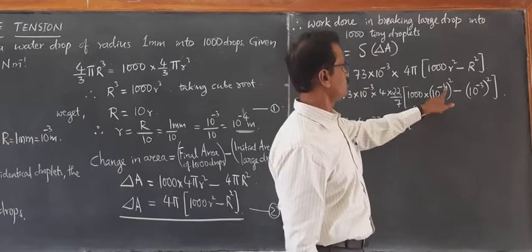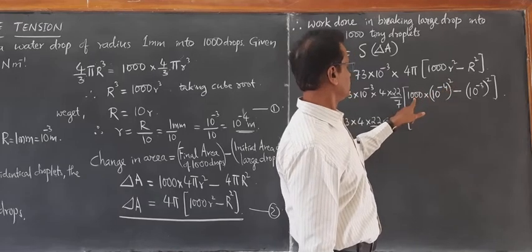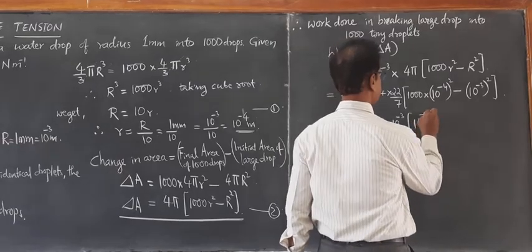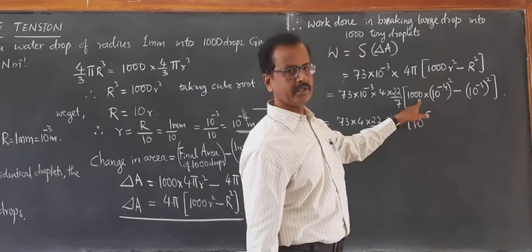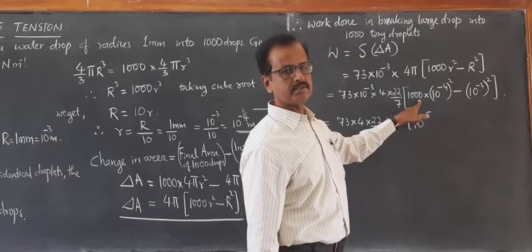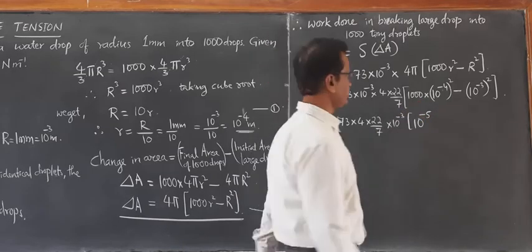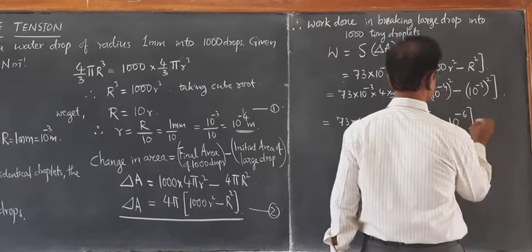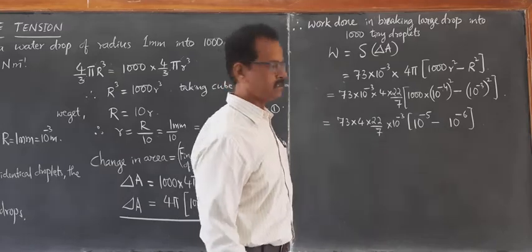Here 10 raised to minus 8 into 10 raised to 3. It becomes 10 raised to minus 8 plus 3, which is 10 raised to minus 5. Minus 10 raised to minus 6. Now you can take out 10 raised to minus 5 common.